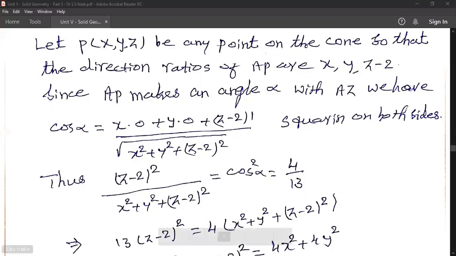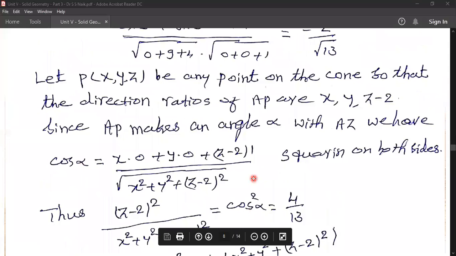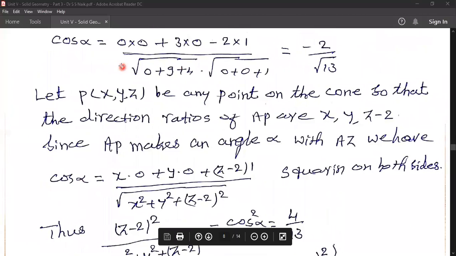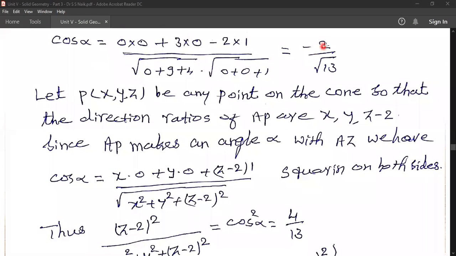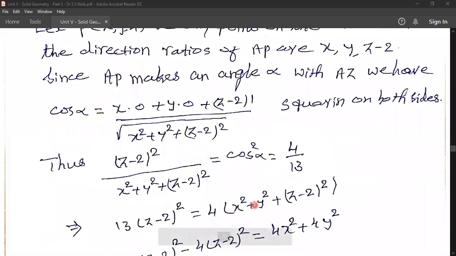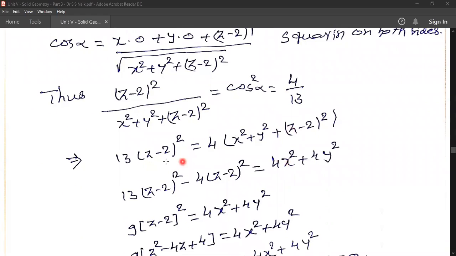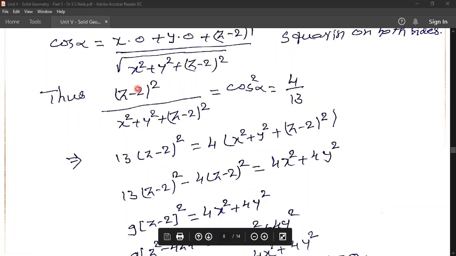Then this cos square alpha, already we have seen cos alpha is minus 2 upon root 13. So cos square alpha becomes minus 2 square is 4, and the square root of 13 squared gets cancelled, becomes 13. So therefore you have this value is equal to 4 upon 13. When you go on simplifying, this becomes 13 (z minus 2) bracket square, this 13 will go on this side and 4 will go on this side.